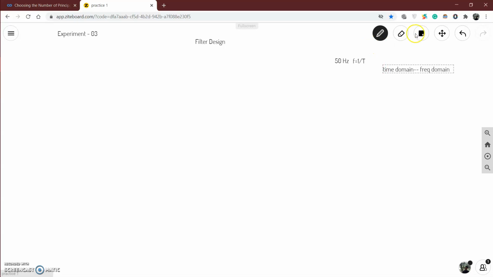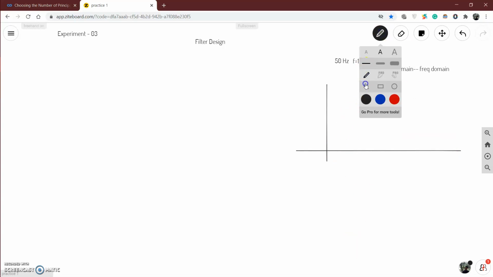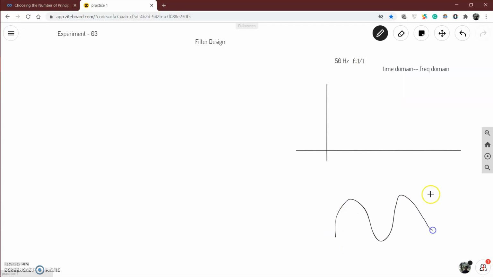My original signal was a sinusoidal wave of 50 hertz. When I convert it into the frequency domain, here I have frequency and here I have amplitude. I have only a single straight line at 50. This is my 50. So I have a straight line at 50 hertz.